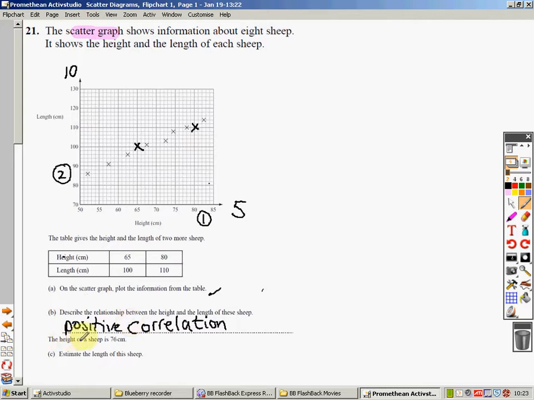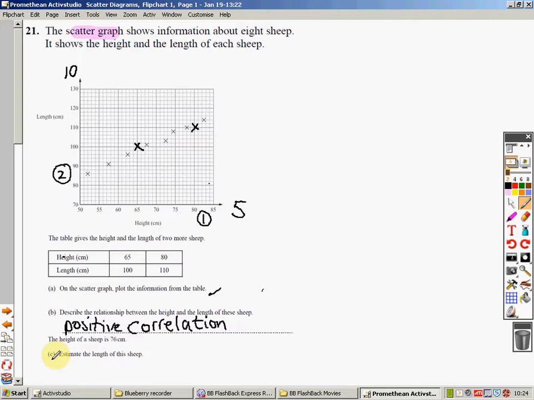The next bit, the height of a sheep is 76 centimeters. Estimate the length of a sheep. Now they're really looking here for you to draw in a line of best fit. They don't actually tell you, but your chance of getting the mark, or even if you get it wrong, getting some method marks, are hugely increased by drawing in a line of best fit.